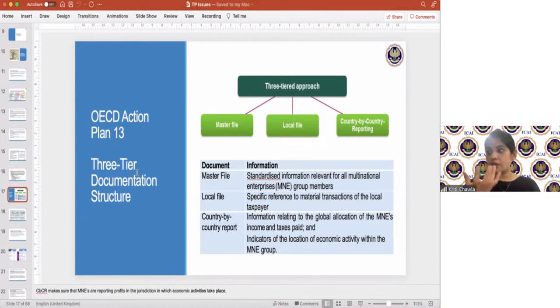They just ask for a Form 3CEB, and in Form 3CEB, they don't want the calculation. They just ask for the name of the method. Now, how have I calculated that particular method? How are the comparables used, etc.? How will they get to know? Well, now they will get to know because now we have a detailed information requirement. Now we have a detailed documentation requirement, which is called the three-tier approach, which includes the master file, local file, and the country-by-country report. So now I'm going to talk about this particular aspect.